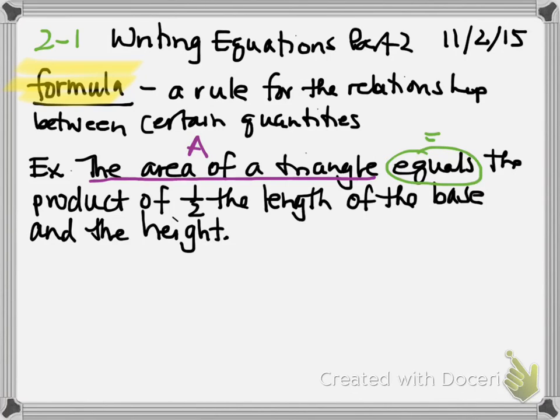Okay. Now, after the equal sign, we have a lot. It says the product of. So what is that going to tell us to do? So we're going to have some multiplication going on. And then what are we multiplying? What's it say? Half the length. So how do we write the length? It's not just the length, it's the length of the base. What do we use to represent length of the base? Think back to what that formula looks like.